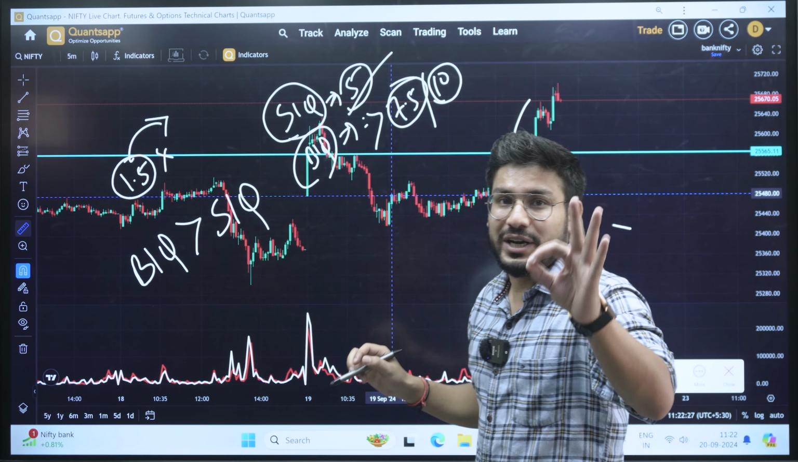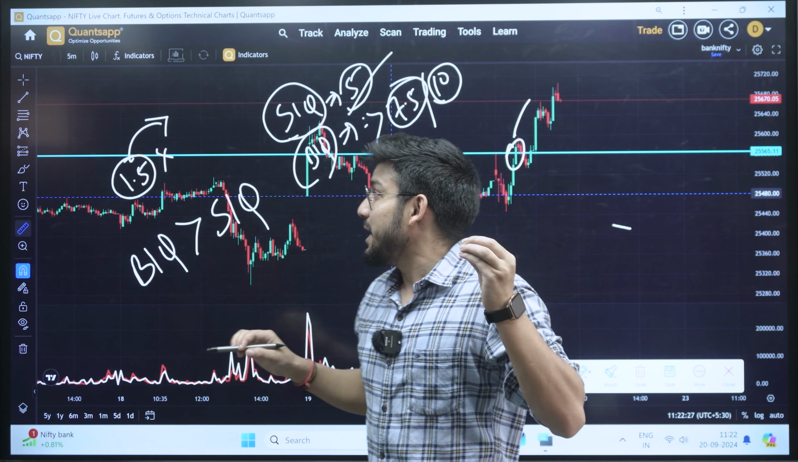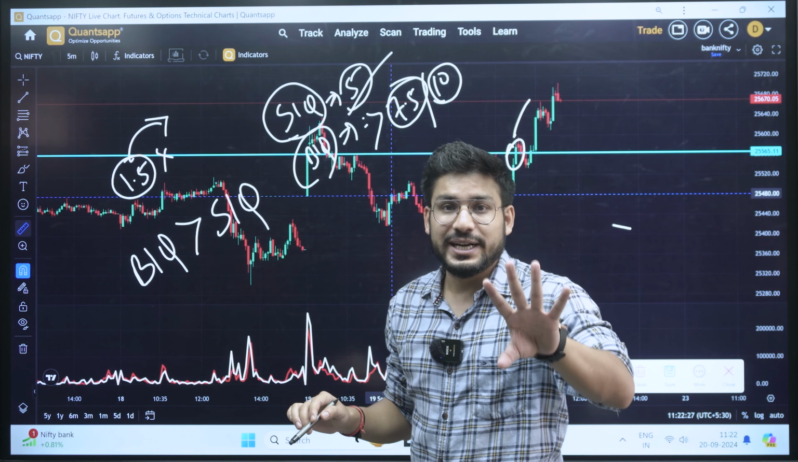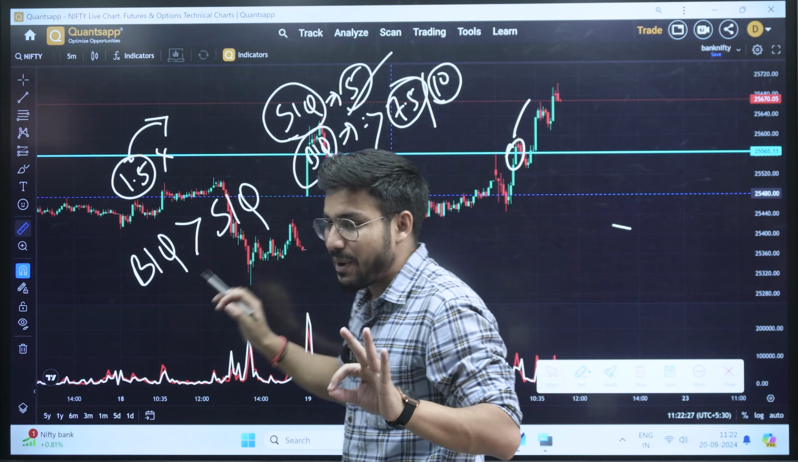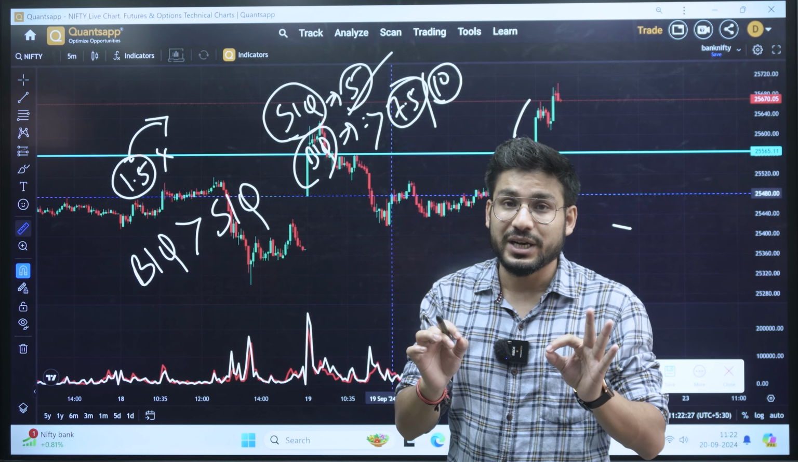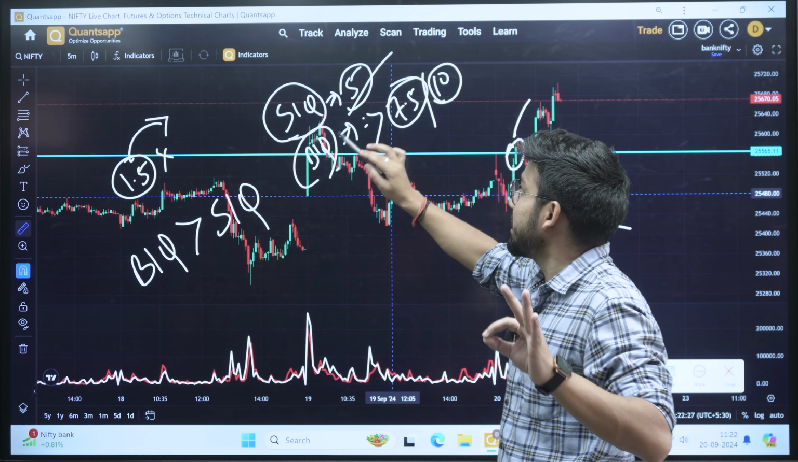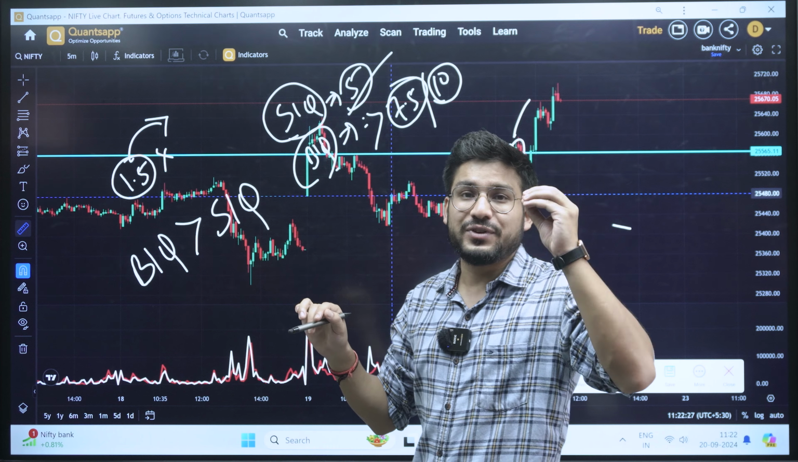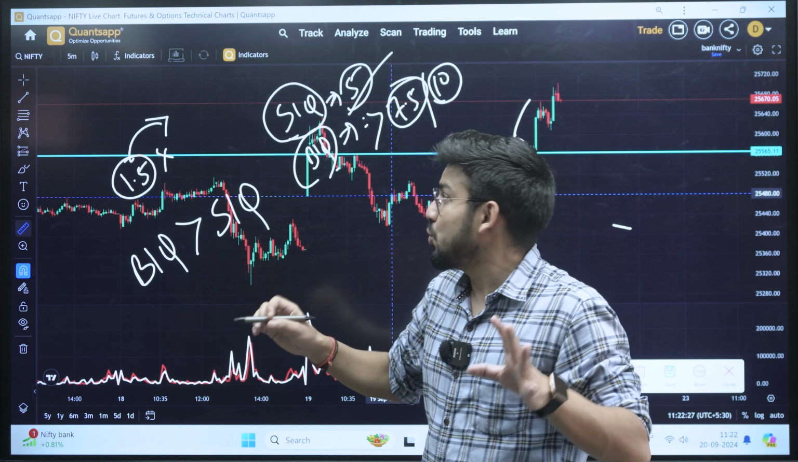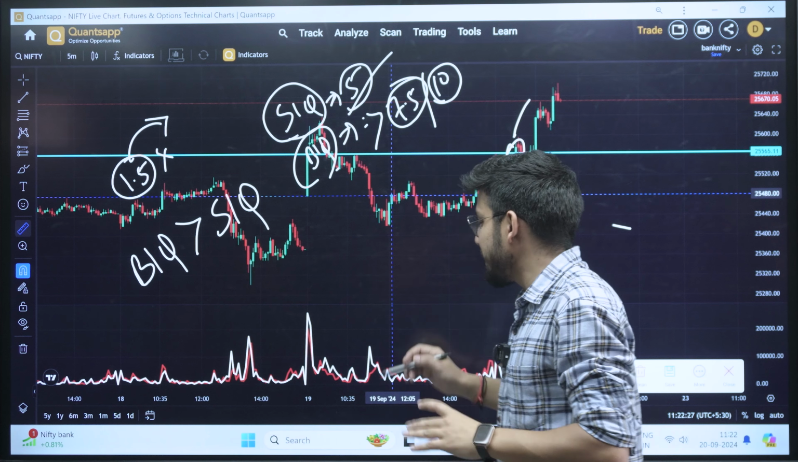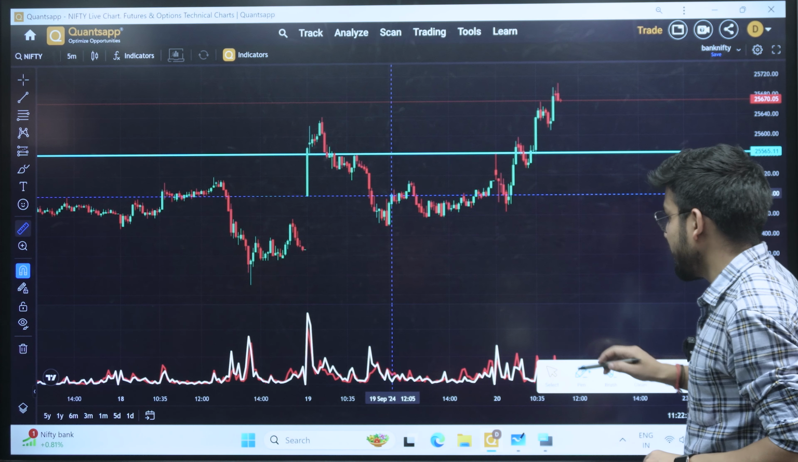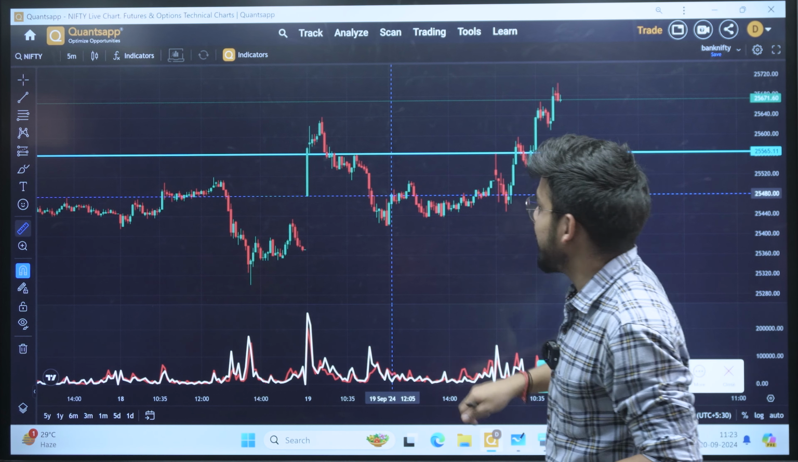I have already told you, and I am telling you again: if you are making a bullish trade at the resistance breakout, then you have to look at the buyer initiated quantity and the seller initiated quantity. Your buyer initiated quantity should be 1.5 times or more than the SIQ, the seller initiated quantity, right? So let's get back to the chart.